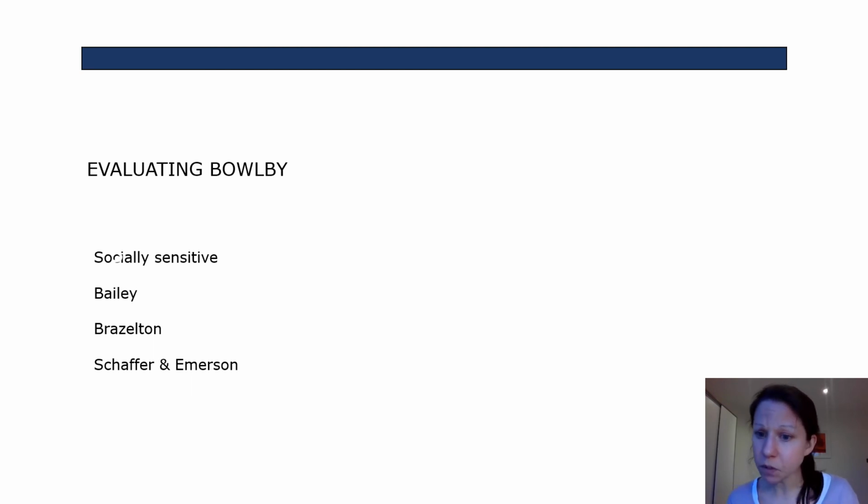There's a couple of names on there, Bailey and Brazelton, and we haven't touched on those yet, but in your textbook reading, you will come across them. And what I want you to think about is how you can use Bailey and Brazelton to evaluate, okay? And again, that might be something that you can just add to those notes, add to that paragraph you've just written. Schafer and Emerson, we have done.